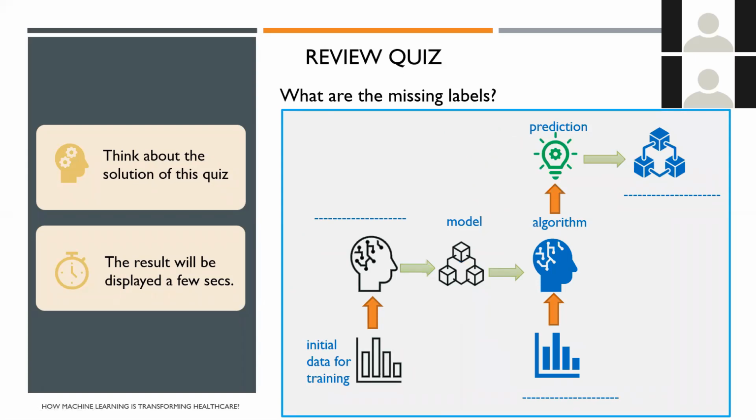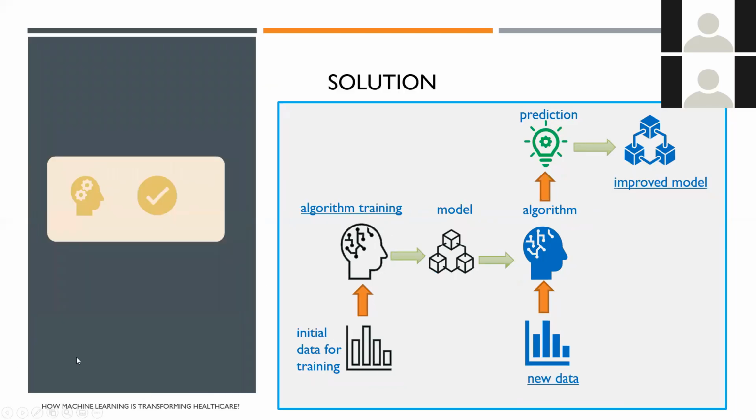Here is a quiz for you. Think about the solution of this quiz, and the answer will be displayed in a few seconds. So let's see the answer. So we have the missing things were algorithm, training, new data, and improved model, right? So these were the three missing things in the previous diagram.